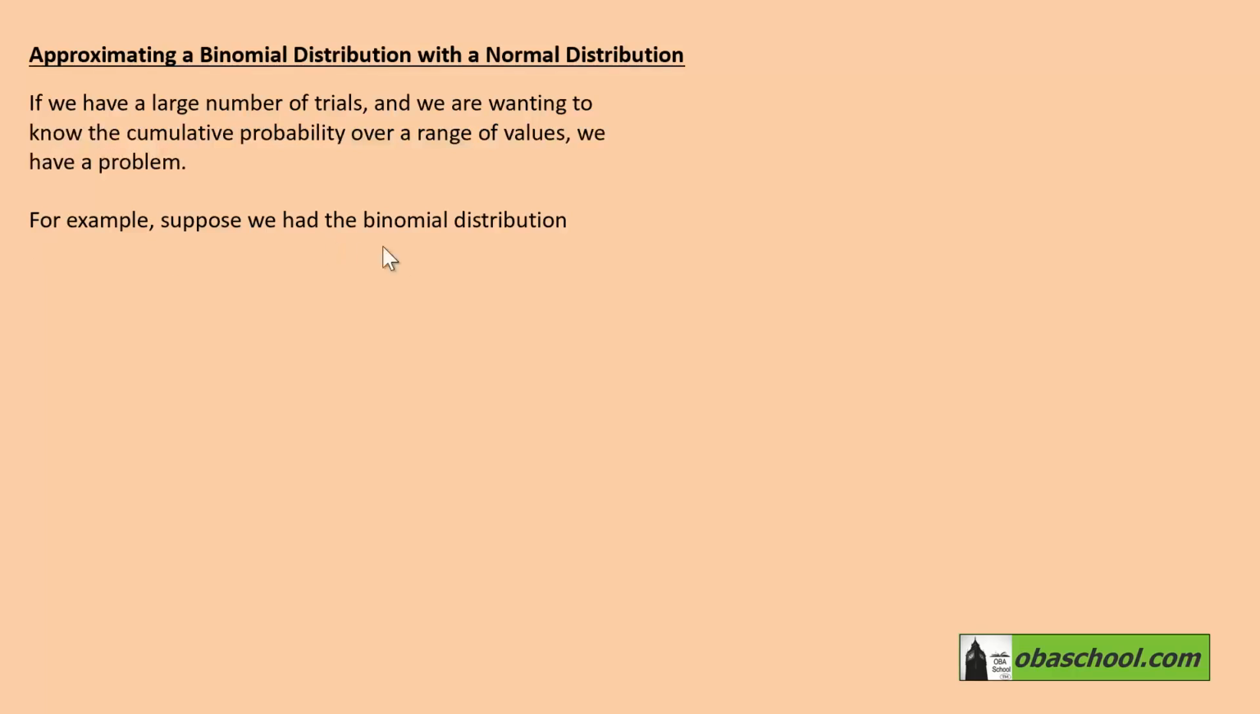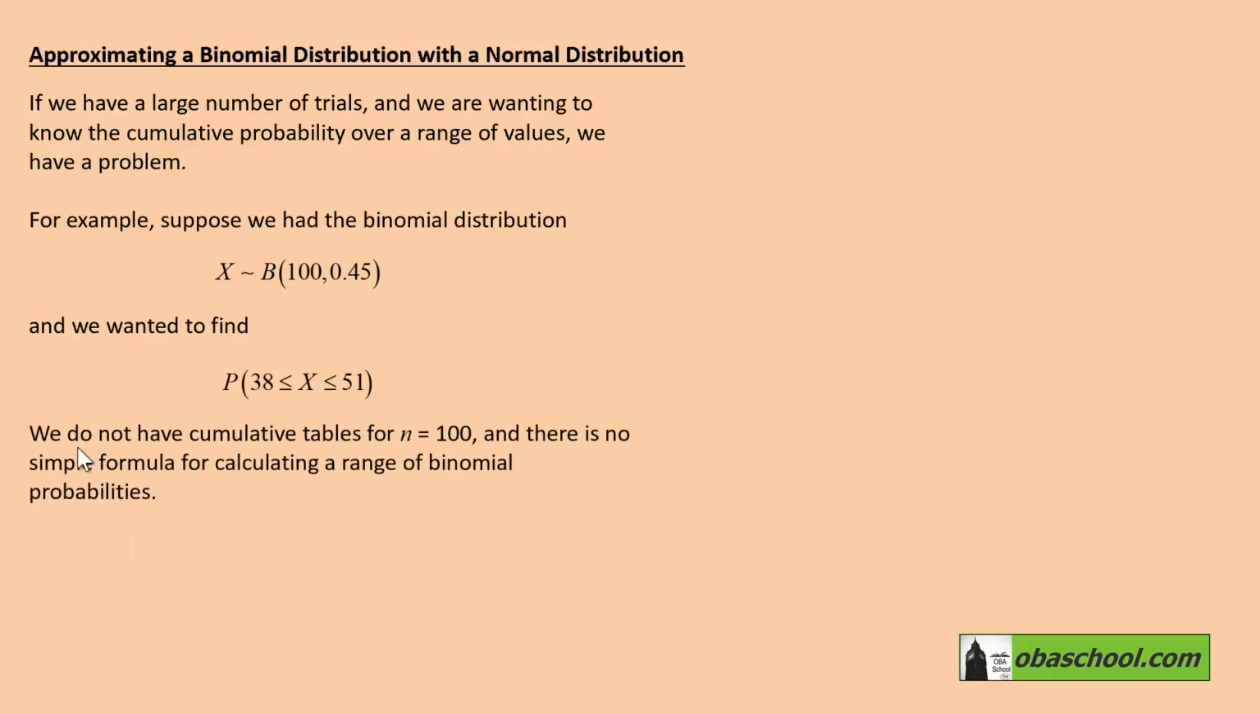For example, suppose we had the binomial distribution X is a binomial with 100 trials and a probability of success 0.45. And we wanted to find the probability that X is between 38 and 51 inclusive. We do not have cumulative tables for n equals 100, and there is no simple formula for calculating a range of binomial probabilities.